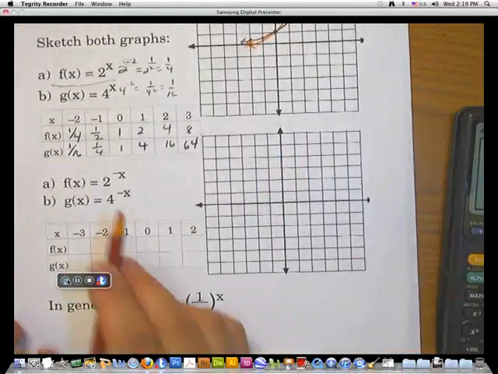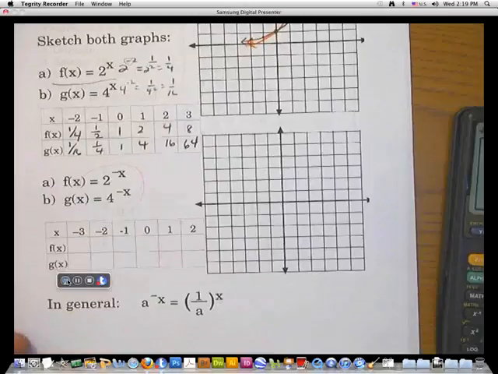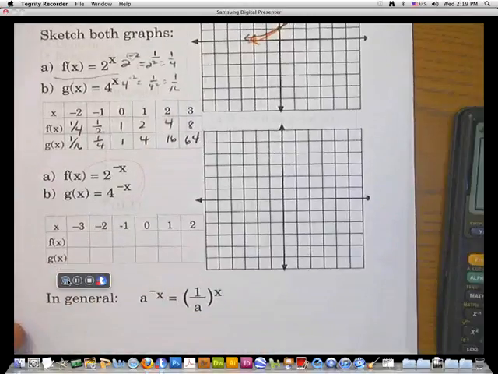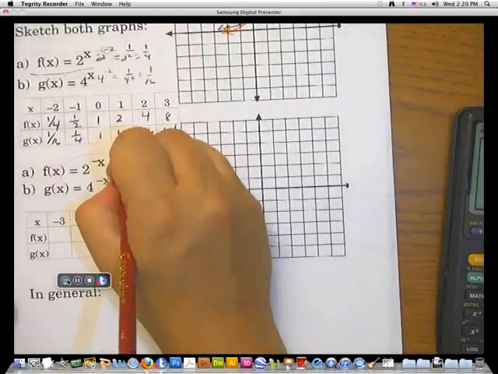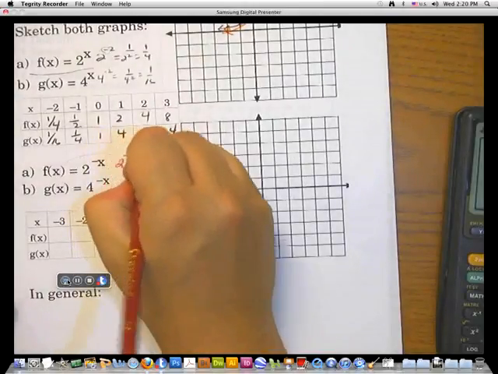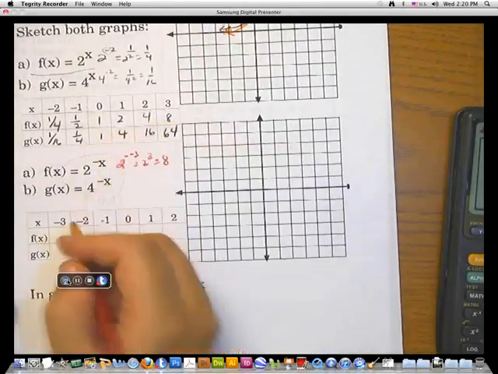So again, pause your video, fill in the t-table according to these values. So if I have 2 to the negative negative 3, that's really 2 to the 3. So I get 8.